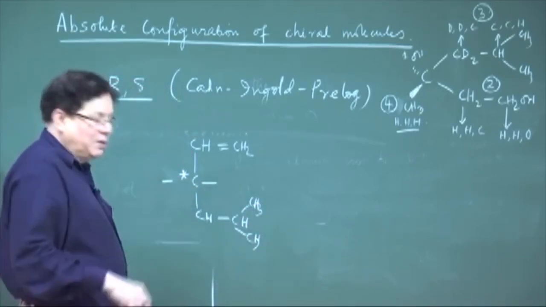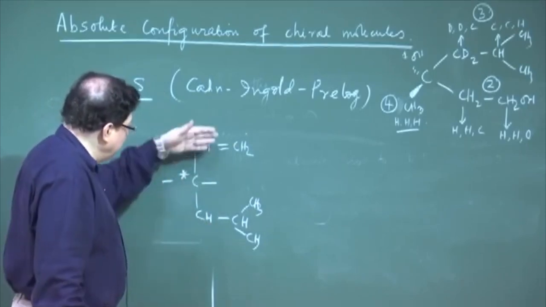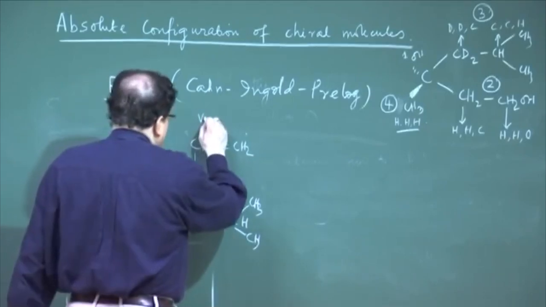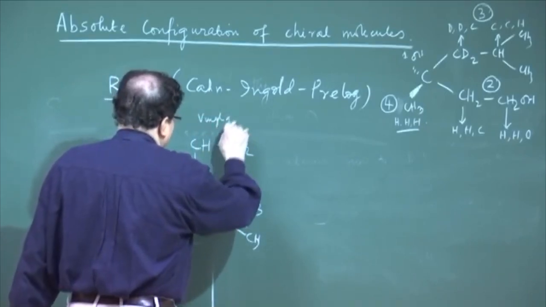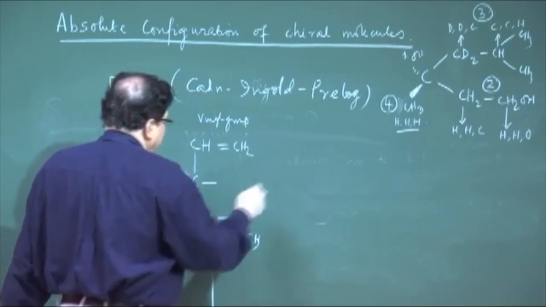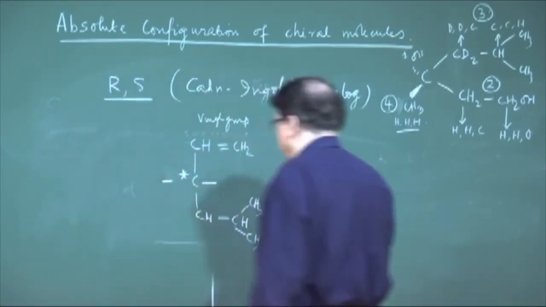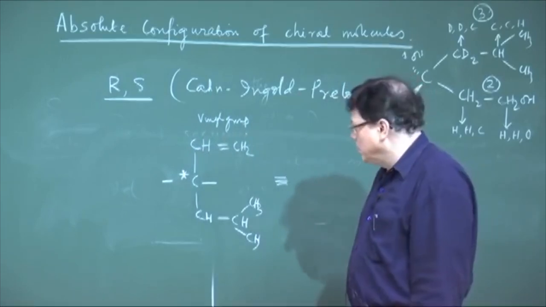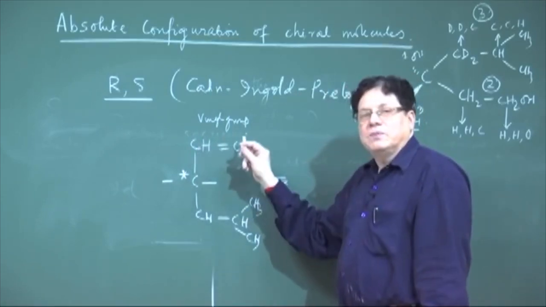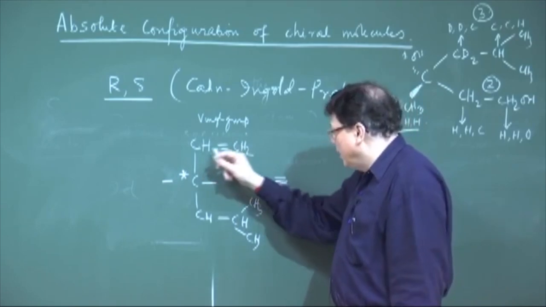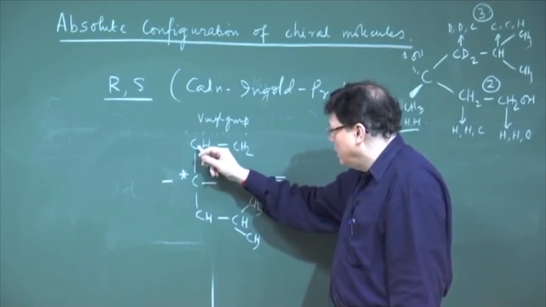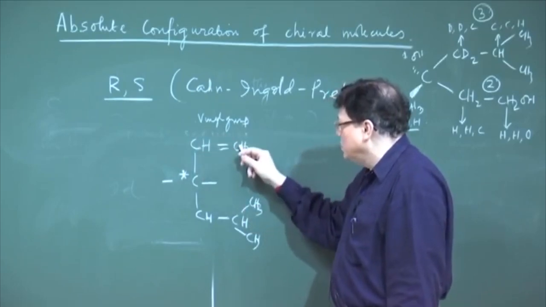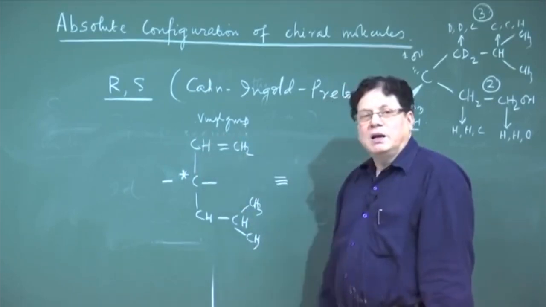So, how is the isopropyl group compared with a vinyl group? This is called the vinyl group. It has been suggested that because there is a double bond present between these two carbons, you think as if one extra carbon is attached to this carbon and one extra carbon is attached to this carbon, because they are connected by a double bond.